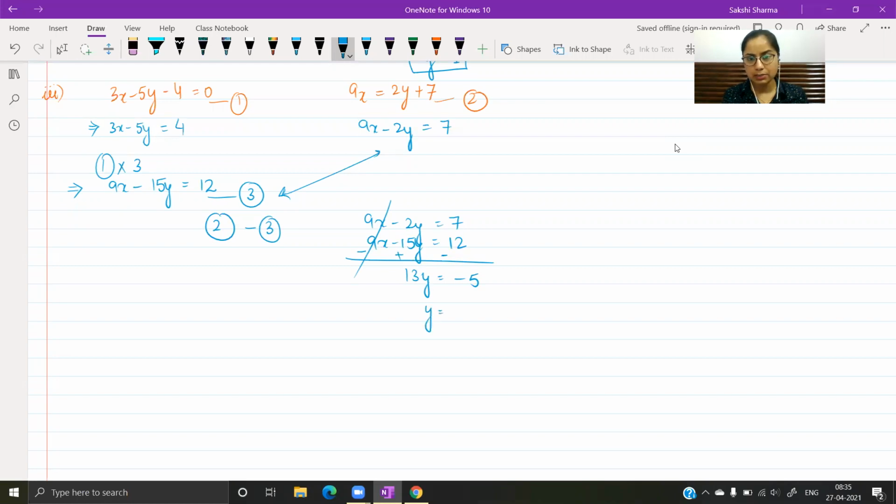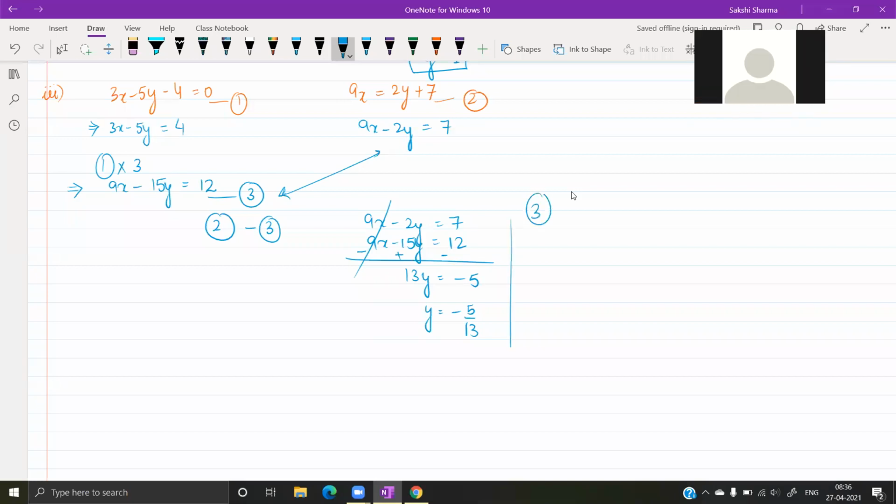Kindly check, is this the same answer you have obtained? Y comes out to be minus 5 by 13. Excuse me, ma'am. Yes, ma'am. Manya? Ma'am, can we subtract equation number 3 by equation number 2? Yes, you could have done that also, this way. You'll get the same answer.